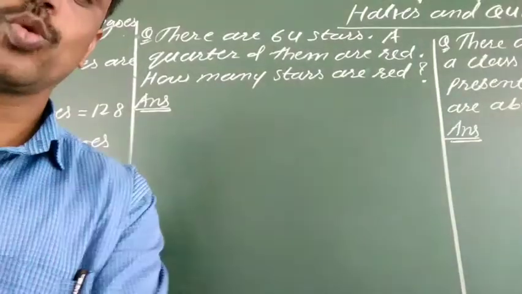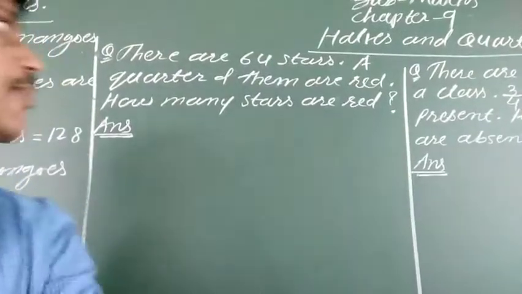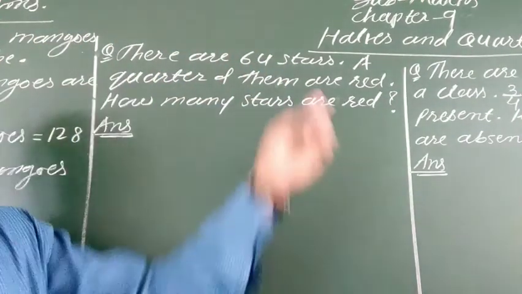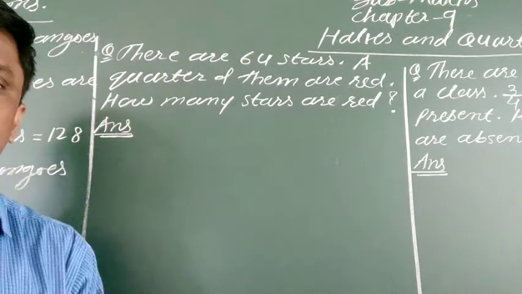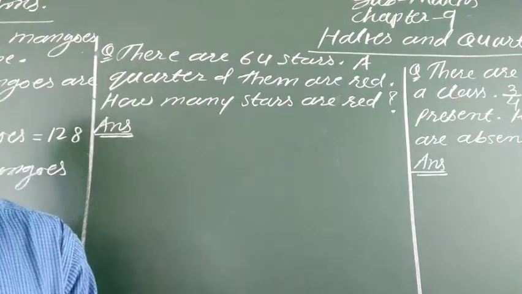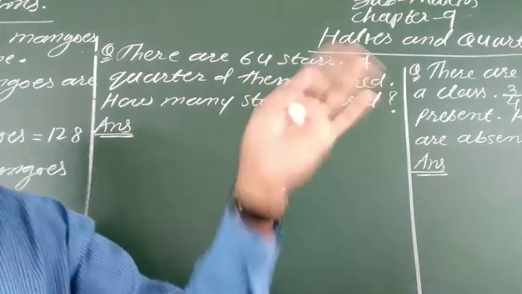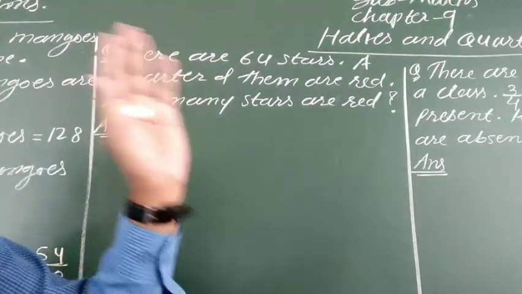Now come to question number 2. See, there are 64 stars. एक पिक्चर है, एक पिक्चर में 64 stars है. A quarter of them are red. उसमें से जो quarter है बेटा, quarter stars are red. Then how many stars are red? तो what is the quarter of this 64? And then that number of the stars are red. So here we have to find out how many stars are red.